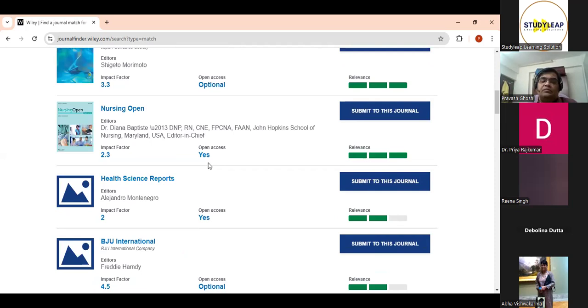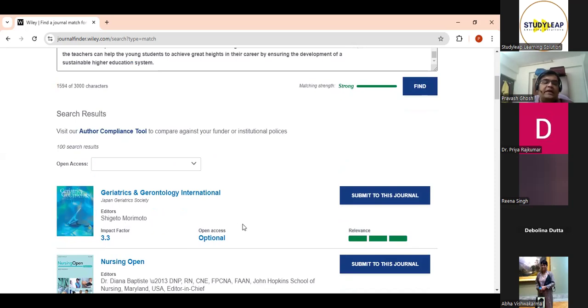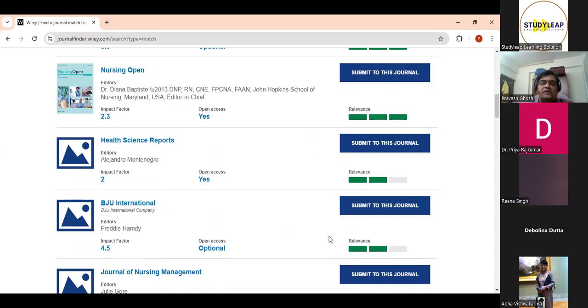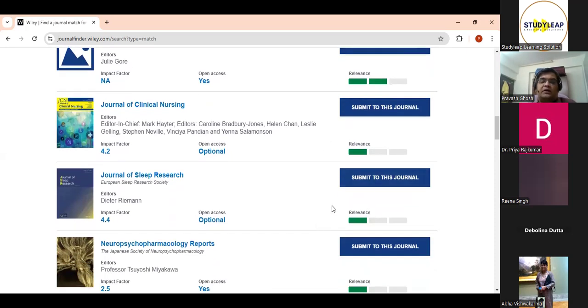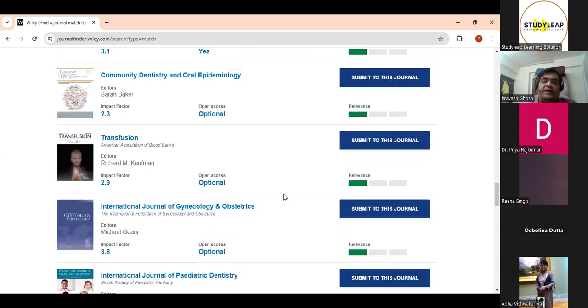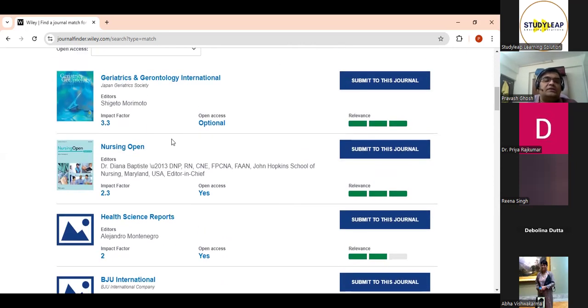Here, the thing to observe is another column, relevance. Three green bars mean this journal is highly related. But gradually it gets two bars, which means the match is less. The more I scroll downward, it shows only one bar, which means very little match. So better to go for the first three or four journals, which give a high match.